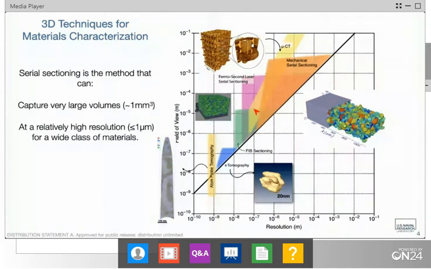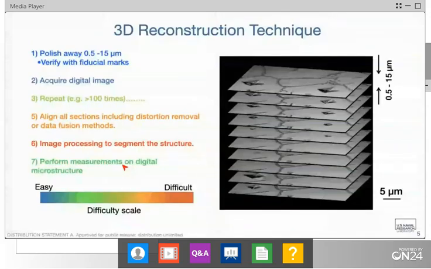Now, the procedure for mechanical serial sectioning is not complicated, right? This is something that's pretty easy to grasp. What we're doing is simply, usually in our case, polishing. So we're using standard polishing techniques to remove anywhere from about a half micron all the way up to tens of microns of material. For the most part, you're looking at the smaller range, about 1 micron of removal. We do this with standard polishing methods. Acquire a digital image. This is not really a difficult thing to do. Repeat that at least 100 times, if not more. That's getting a little bit more difficult.